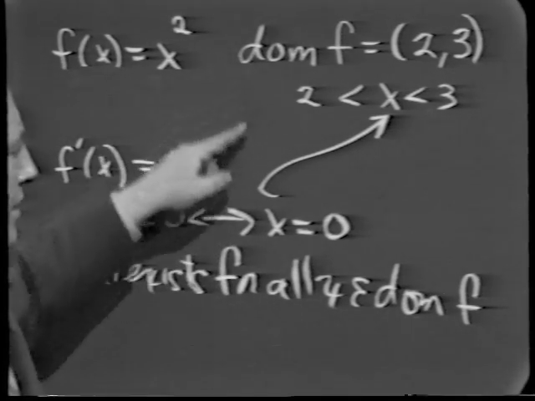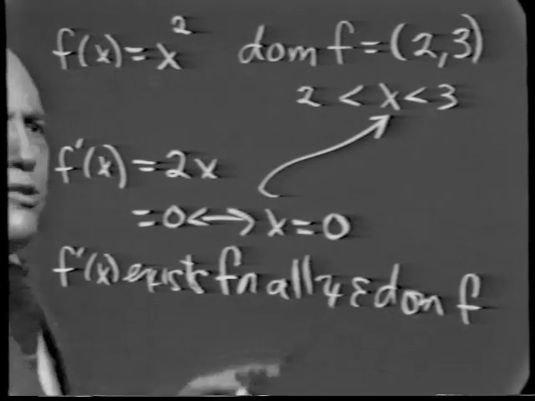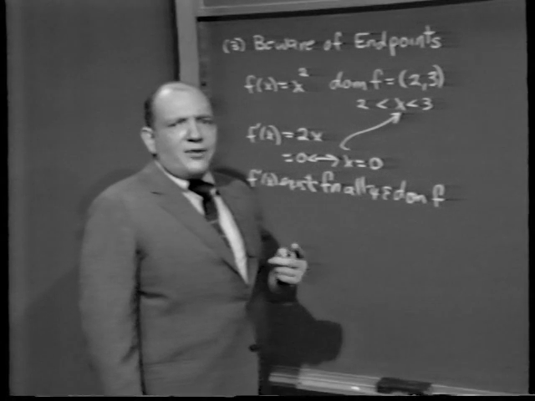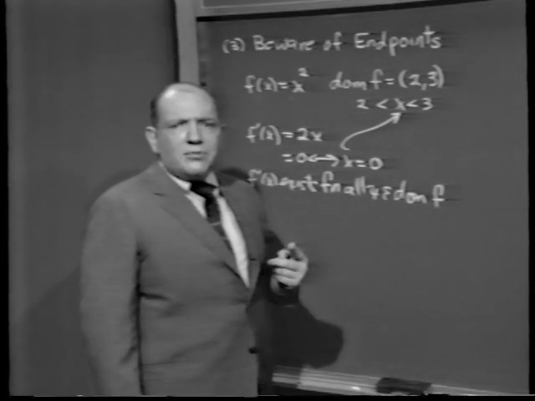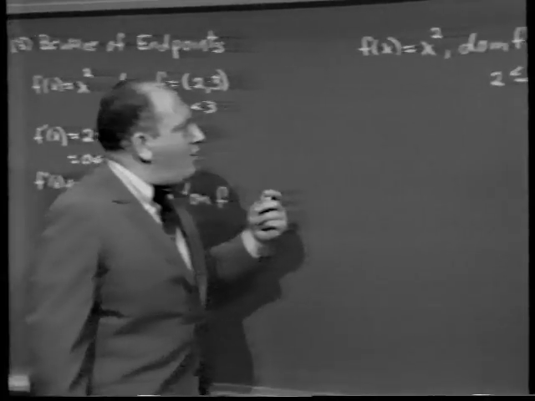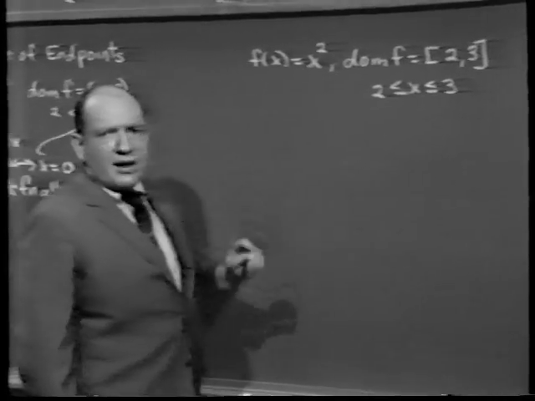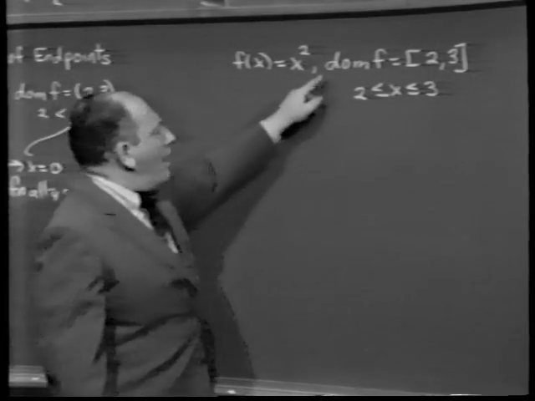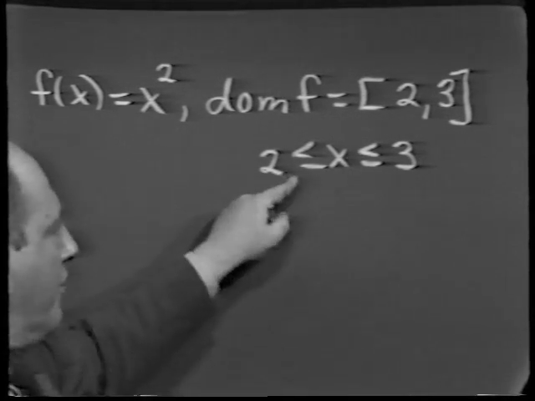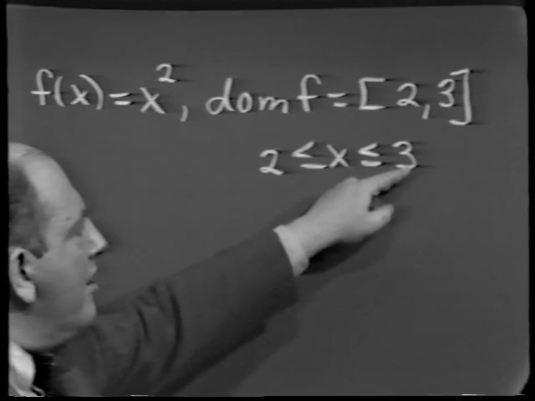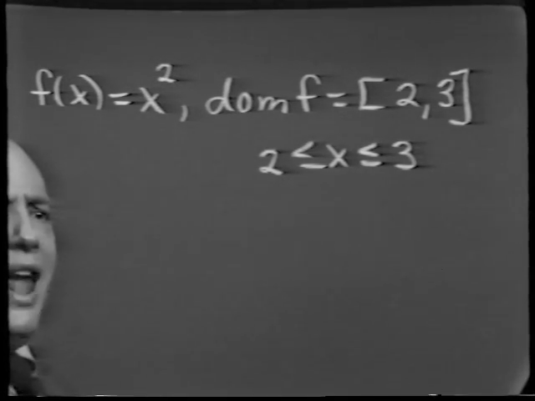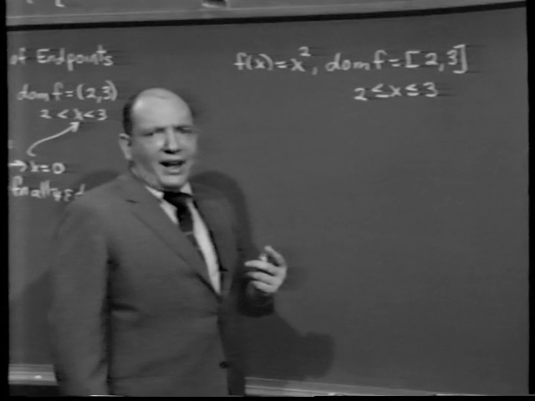I simply wanted to put this on the board first to put it into sharp contrast with what we're going to say next. You see, if we're not careful, the next problem looks exactly the same as the problem that we just solved. Namely, what we want to do now is investigate the function f of x equals x squared, but we want the domain of f now to be the closed interval from 2 to 3. In other words, the only difference between this problem and the problem that we just solved is that now we want the endpoints included. All right?